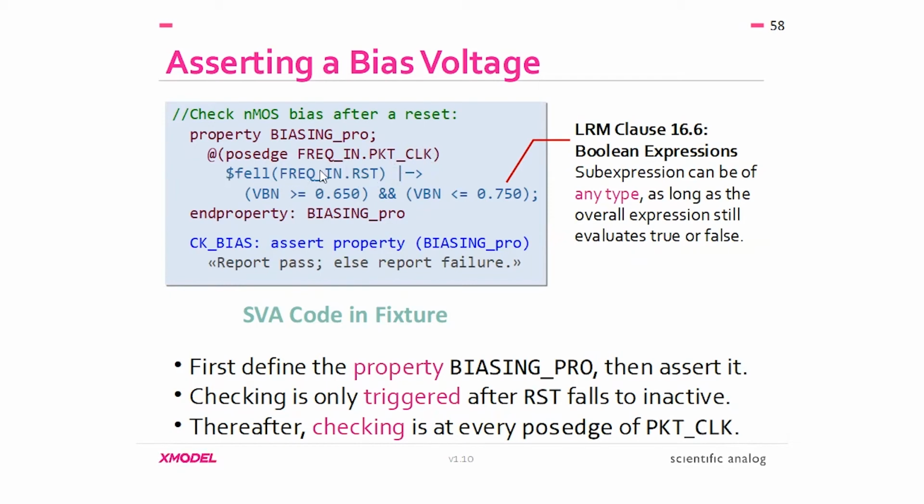Then to the left of the implication operator, here is the triggering condition, the antecedent. We wait till the reset has fallen. At that point, we commence checking that VBN lies within this range. Question: does SystemVerilog support the use of real variables within a property expression? Well, according to clause 16.6 of the language reference manual, the answer is yes, as long as the overall expression is of Boolean true-false type, the individual sub-expressions can be of any type. So yes, we can use a real variable in our check.